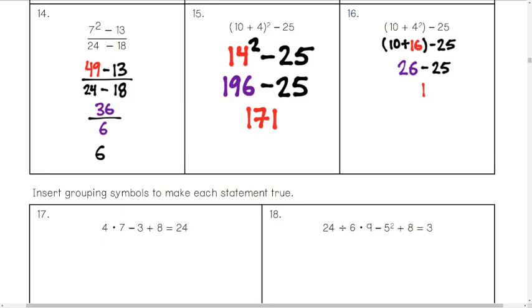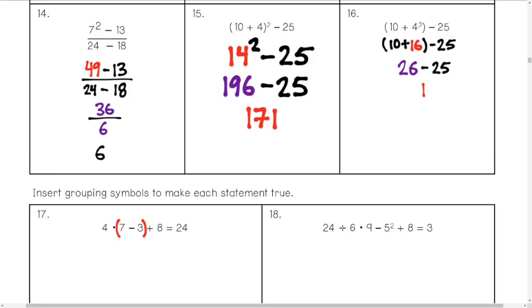Hopefully you've attempted it. So what I did is if I were to group together the 7 and the 3, then when we get this one, order of operations states that I have to do 7 minus 3, which is 4, 4 times 4, which is 16, and then plus 8 gives me 24.